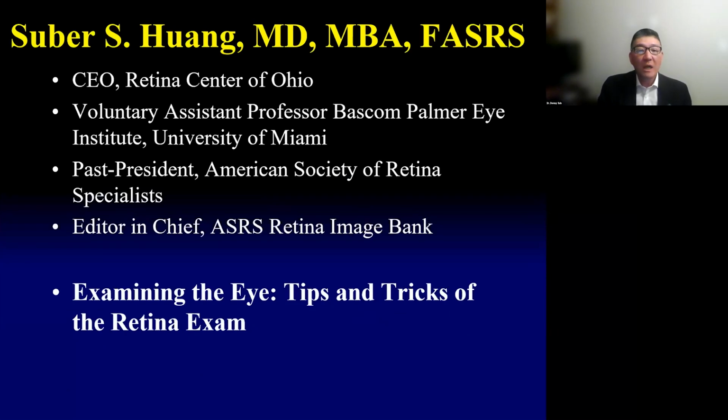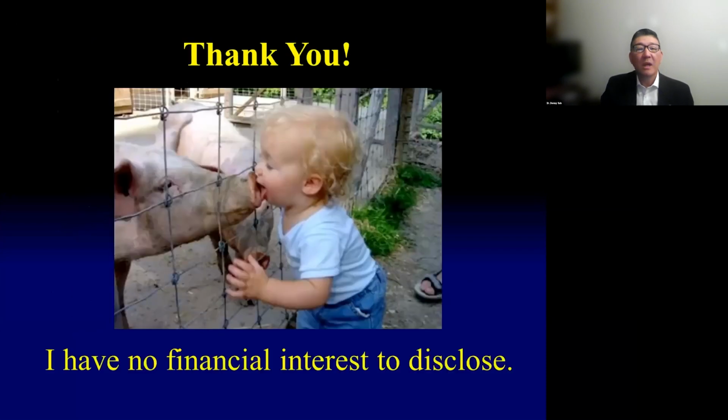And then Dr. Huang is a CEO of the Retina Center of Ohio, and is a volunteer assistant professor at Bascom Palmer Eye Institute at University of Miami, and is a past president of the American Society of Retina Specialists, and the editor-in-chief of ASRS Retina Image Bank. And he'll be talking about examining the eye, tips and tricks of retinal examinations, mostly focusing on the adult patients. And my focus is going to be on pediatric and infants for ROP.